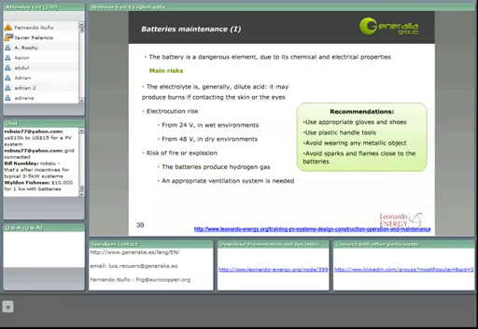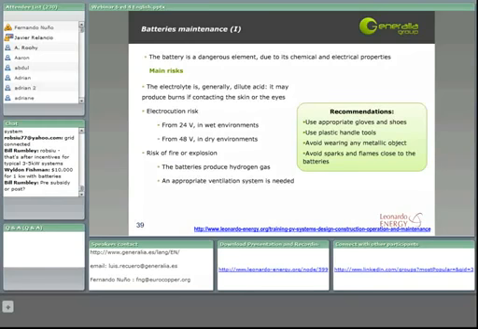Especially in the batteries, we have to pay special attention in the maintenance of the batteries, because they are a dangerous element that is not normally included in PV facilities for grid-connected systems. The main risks are the ones identified in this slide, which are that the electrolyte is generally dilute acid, so it may produce burns if contacting with the skin or the eyes.